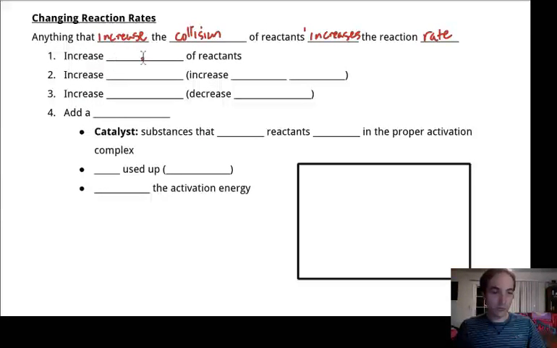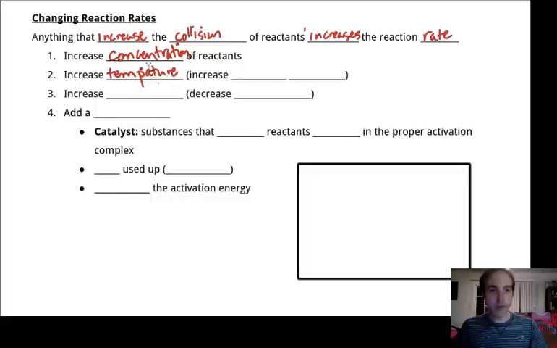The first thing we can do is increase the concentration of reactants. In other words, if you put more reactants in the container, that means more reactants are bouncing around, which means there's more likely that they're going to run into each other. Okay? The second way we can do this is we can increase the temperature.